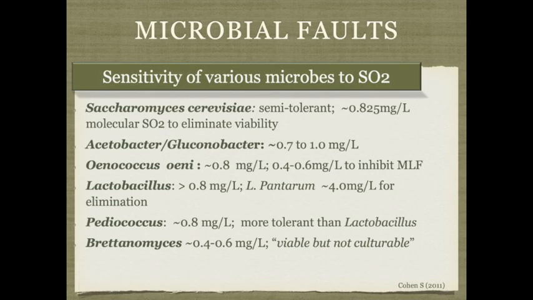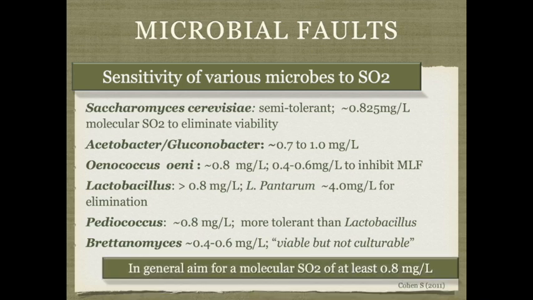As I mentioned, one of the ways to prevent in-bottle carbonation is through the use of sulfites. Most of the bacteria and many of the wild yeast are very sensitive to sulfites. Saccharomyces cerevisiae, the yeast that we use, are a little bit more tolerant. That's why sulfites alone are often not enough, and we have to add sorbate also to try to prevent in-bottle fermentation. But in general, we aim for a molecular sulfite of at least 0.8 milligrams per liter, and that's determined based on the free SO2 that you measured and also the pH. Again, I covered all of this in great detail in the sulfite and sorbate talk that I have.